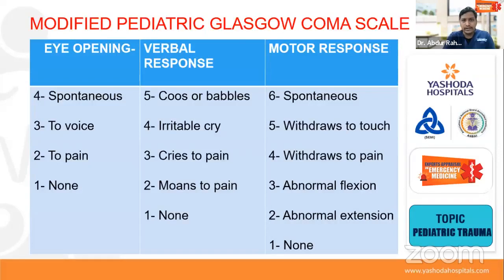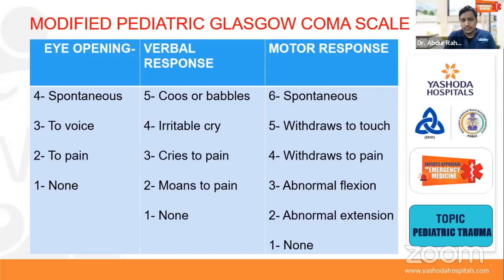This is the modified pediatric GCS. In eye-opening, we give a score of 4 for spontaneous, a score of 3 if eye-opening to voice, 2 for pain, and 1 for none. In verbal response, coos or babbles, 5; irritable cry, 4; cries to pain, 3; moans to pain, 2; none, 1.